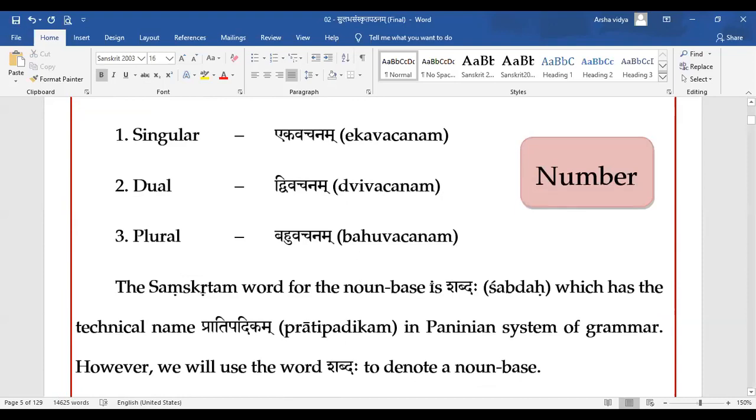The Saṃskṛtam word for the noun base is Shabdaha, that we have seen. And this Shabda has a technical name, which you can note, Pratipadikam. I'll be using this word later. So Shabda, meaning noun base, has another technical name, Pratipadikam.